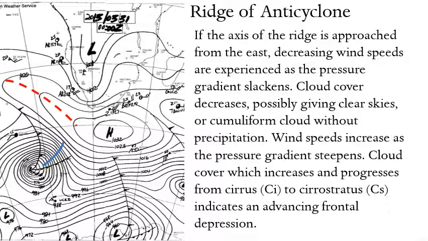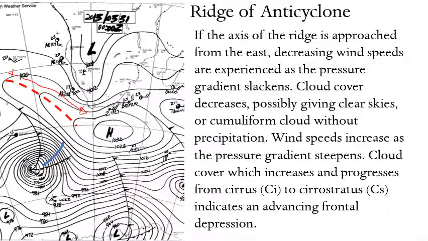If the axis of the ridge is approached from the east, decreasing wind speeds are experienced as the pressure gradient is slackened. So, axis from the east. So, ibig sabihin, from the east, mula dito sa point na to, eastward. From this point, eastward, papunta dyan. Okay? Ibig sabihin, papunta sa center of high pressure. So, ibig sabihin, in that case, pahina ng pahina yung wind speed. Sa paglapit mo sa center of the anticyclone, mas humihina ng humihina yung wind speed.